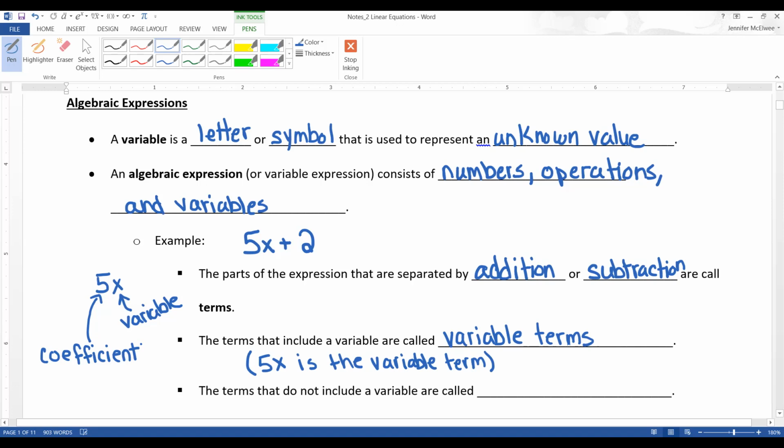It's important to learn this vocabulary because as we discuss Unit 2 and every other unit throughout the year, we're going to be using this vocabulary. Okay, so we talked about the first term, which was 5x. That was our variable term. That variable term has coefficient 5 and variable x. Now we'll move on to the term that does not have a variable. That is called a constant. You might have heard that vocabulary word in science class as well.